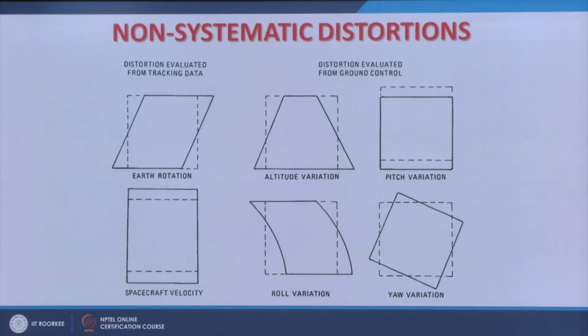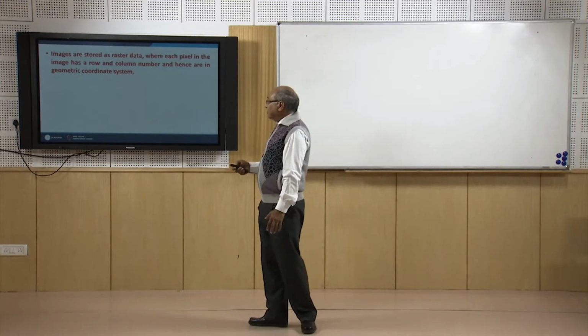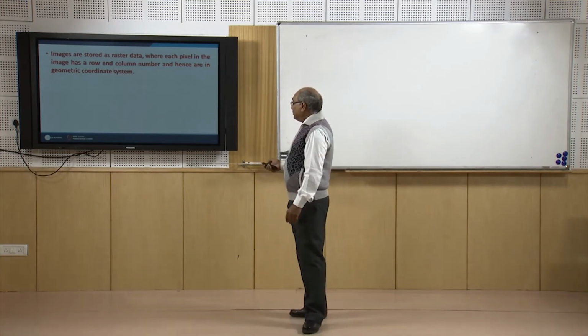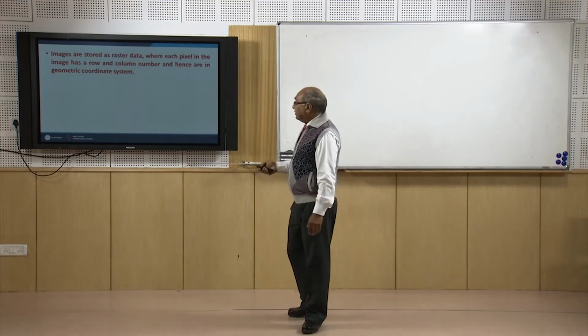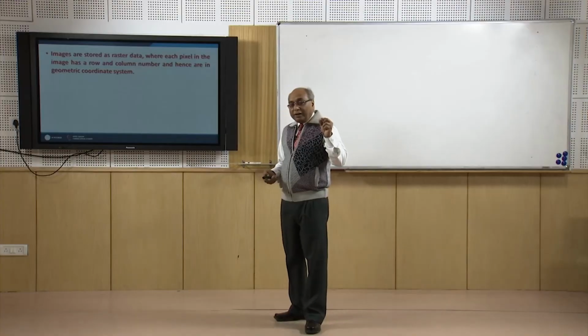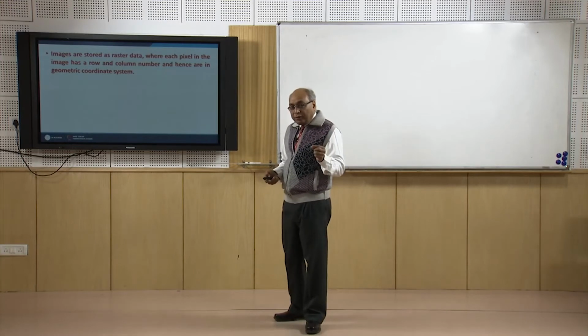So many of these errors can be removed quite easily through georeferencing. As you know, images are stored as raster data, that means a two-dimensional matrix, where each pixel in the image has a row and column number and hence is in a geometric coordinate system. So we start counting from the top left, the first pixel, first row and so on and so forth.